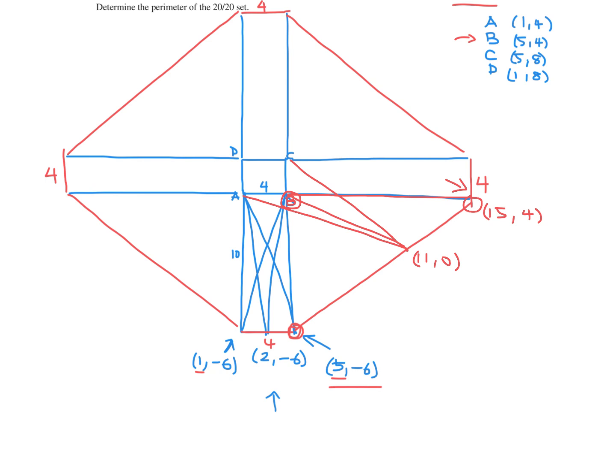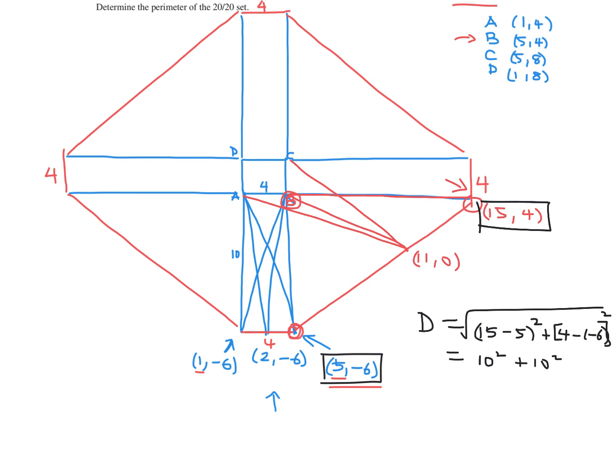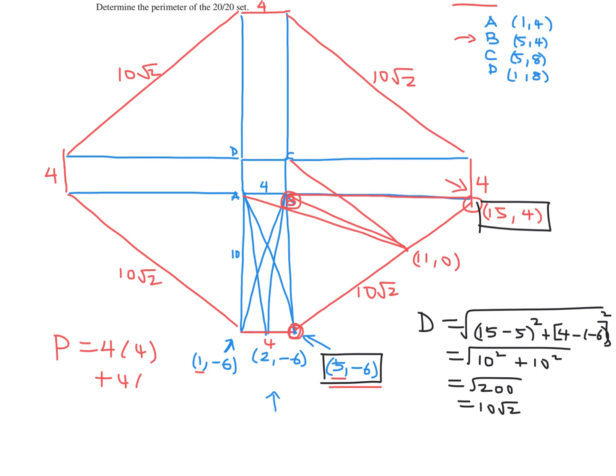Okay, so I just use the distance formula to figure out that distance. That shouldn't be that hard. So that's going to be the square root of (15 minus 5) squared plus (4 minus 6) squared. That's 10 squared plus 10 squared, which is 200, root 200, and that's 10 root 2. So each of these diagonals has a length of 10 root 2. Because of the symmetry of the diagram, everything's going to be the same. So the total perimeter would be 4 times 4 plus 4 times 10 root 2, and that looks to me like 16 plus 40 root 2. And that is the answer to this question.